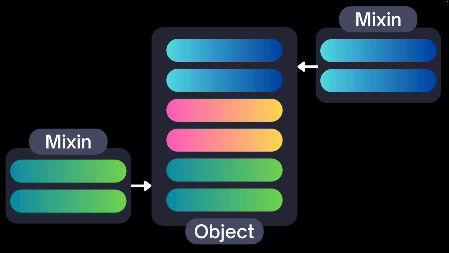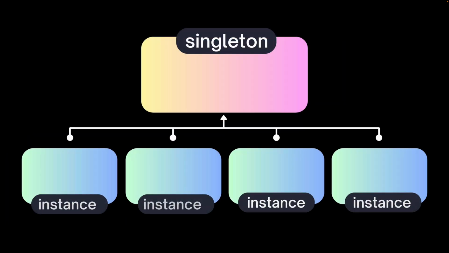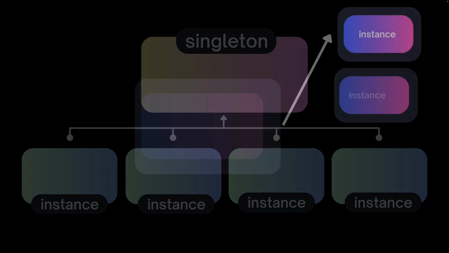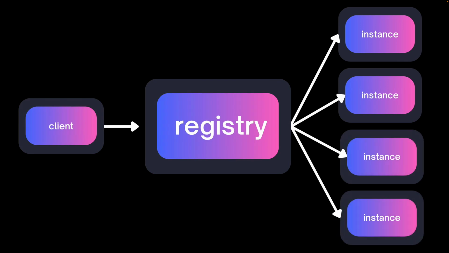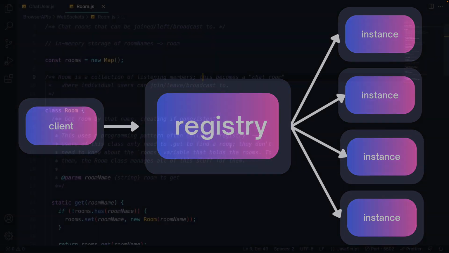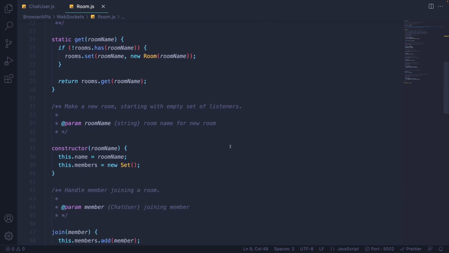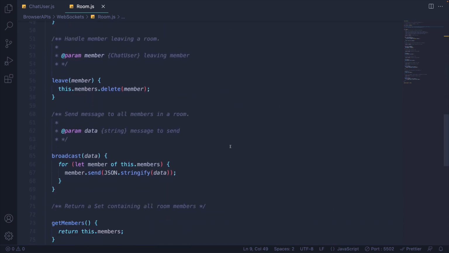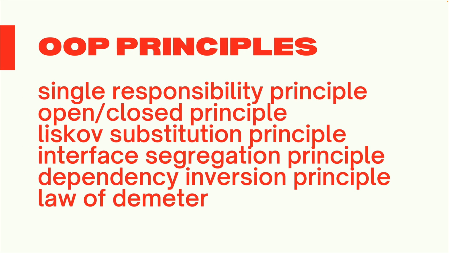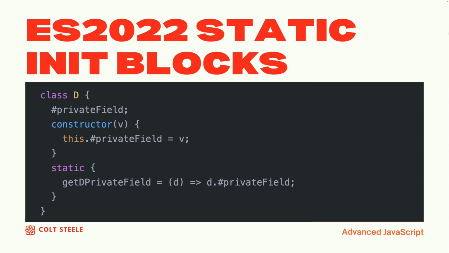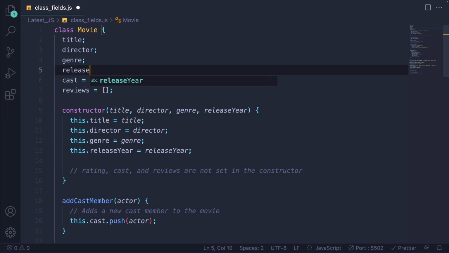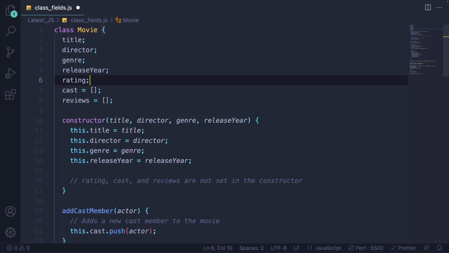We talk about design patterns. We cover a bunch of different design patterns in JavaScript, ranging from the observer pattern to the module pattern to the registry pattern. And we talk about object-oriented programming, not just how it works in JavaScript, which a lot of you already know, but actual principles of writing good object-oriented code and some of the newest syntax in JavaScript OOP land, things like static initialization blocks and class fields.